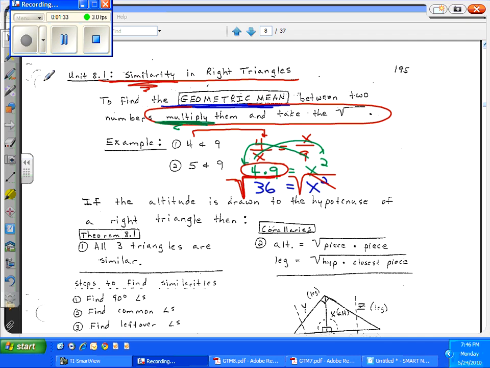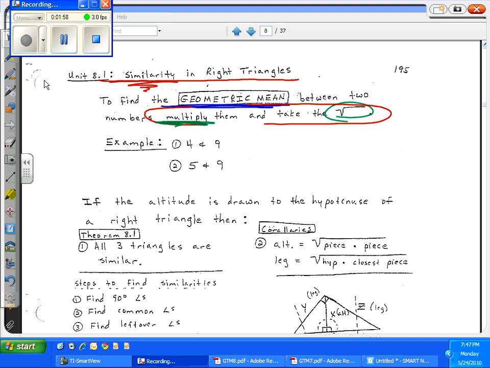So we could set it up in a proportion. If we want the geometric mean between 4 and 9, we could say 4 over x equals x over 9. Cross multiply. But when we do, we're going to end up with the square root of the product. Multiply and take the square root. So what I just have people do is just memorize. If you want the geometric mean between 4 and 9, you take the square root of the product of 4 and 9. The product of 4 and 9 is 36, and the square root of 36 is 6.